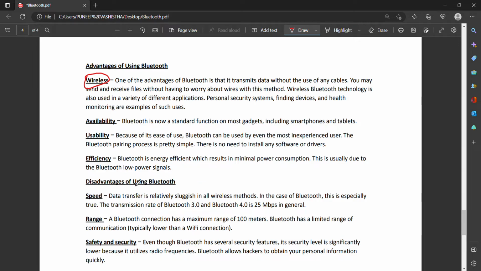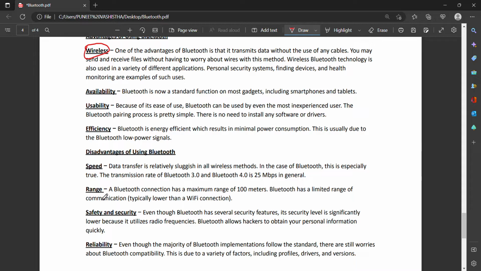Now, talking about the disadvantages, speed is somewhat low. Now we are moving to the newer Bluetooth versions that have good speed, but in the earlier stages we were not having that kind of speed. So speed is a concern for Bluetooth users, right? Now the range is also very low, right? As I have told you earlier, if you are using Bluetooth earbuds, they can work perfectly within a range of 5 to 10 meters. The Bluetooth connection has a maximum range of 100 meters, and it is a limited range, right?